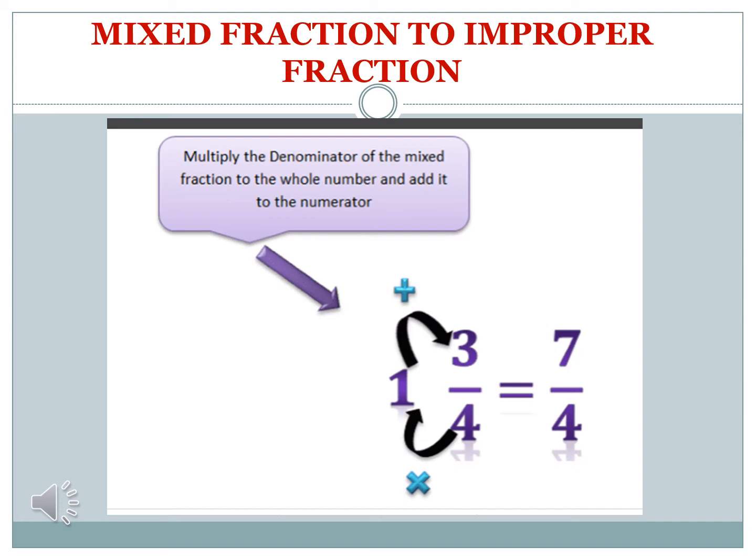Now how to convert it to an improper fraction? First of all, we multiply the denominator of the mixed fraction with the whole number, that is 4 multiplied by 1, that is 4 ones are 4, and now add the numerator to it. So 4 ones are 4 and plus 3 is 7. This gives you the numerator of the improper fraction and the denominator remains the same. So we get 7/4 as the improper fraction. This is how we convert a mixed fraction into an improper fraction. You can try out 3-4 examples yourself in a rough copy to practice this.